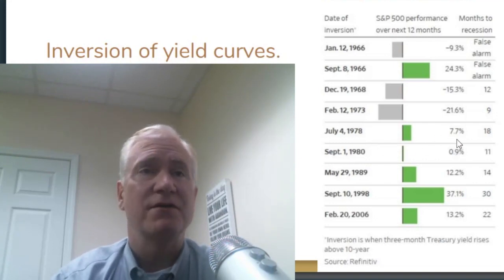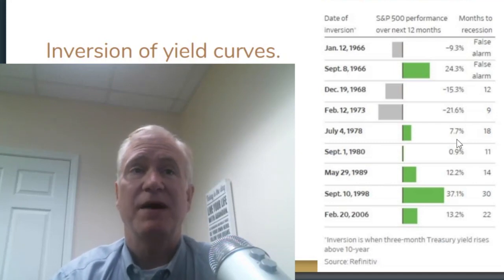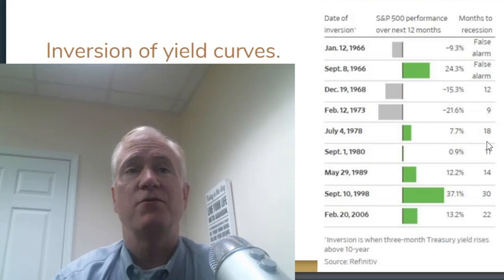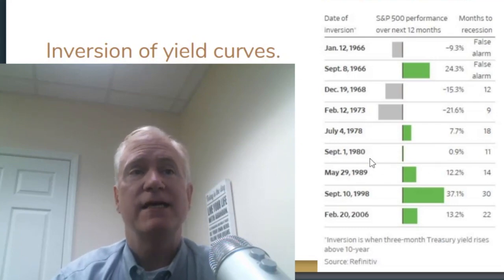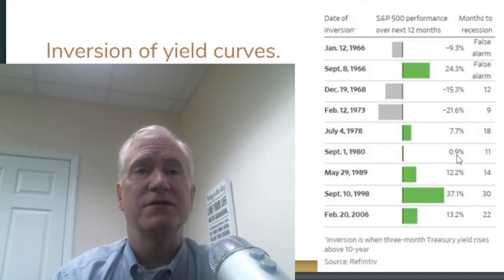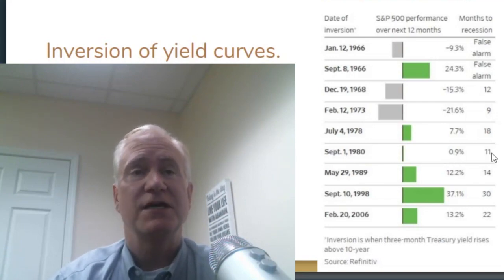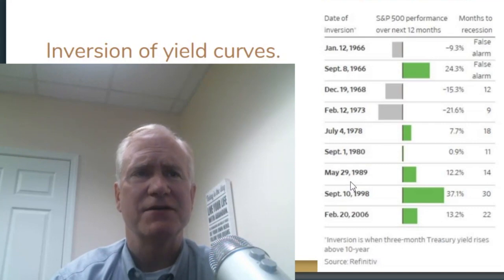July 4th, 1978. 7.7% return. Now, that's not the greatest return in the world, but it is positive. In 18 months, a year and a half later, there was a recession. 1980, September, just as good to hold your money in a mattress as it was in the markets, and a recession did show up 11 months later. Next 3 are super interesting now. Here's where we get into the cloudiness of this as a predictor.